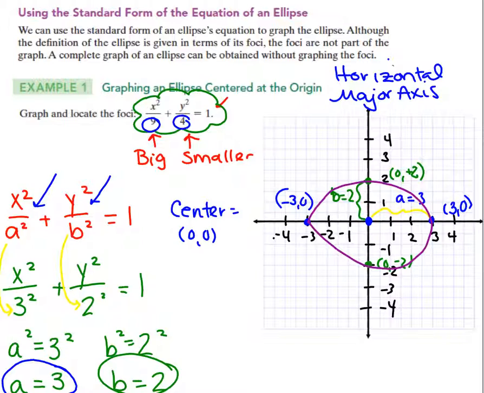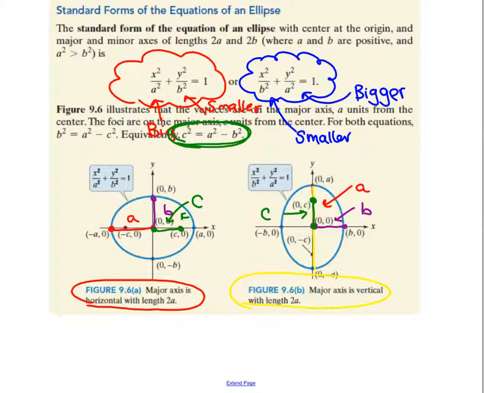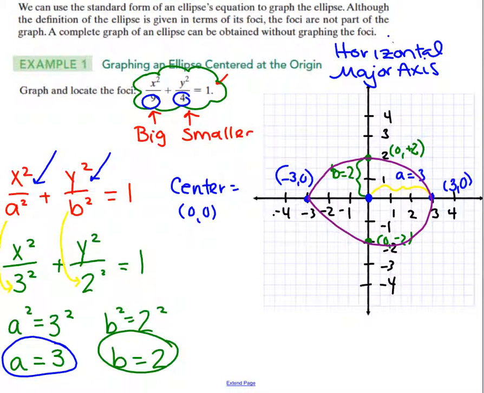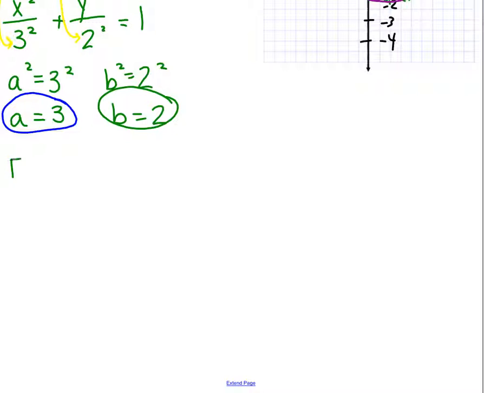It does ask us to find one other thing. Locate where the foci are. The foci run on the horizontal major axes right along there. How do we find that? If we head back to this slide, it's here in the green. We're going to use this equation. So I'm just going to go ahead and extend this to find our C. So it's C squared equals A squared minus B squared.